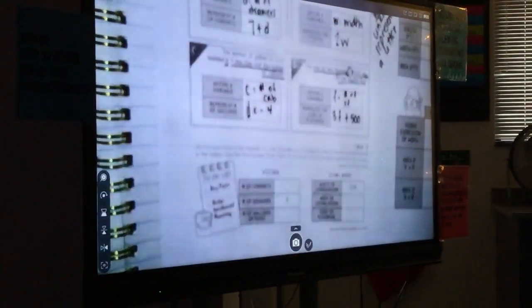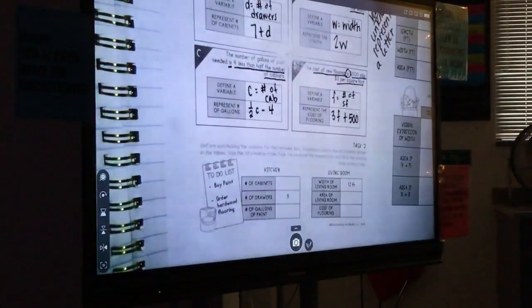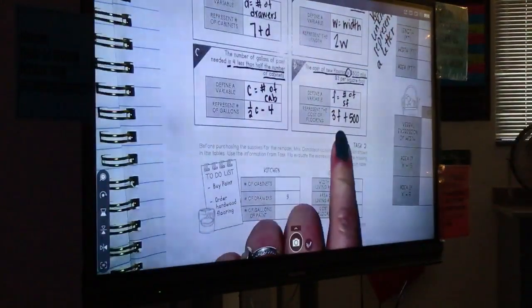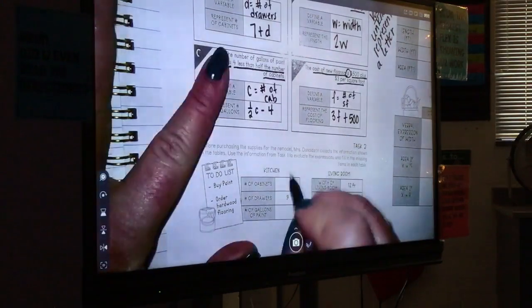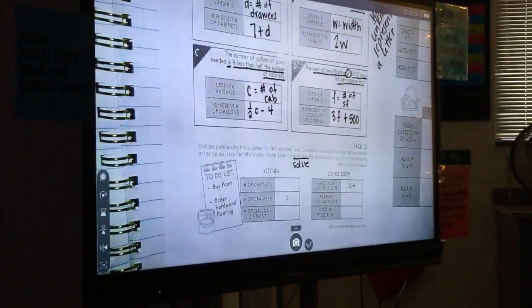All right, so task number 2. It says before purchasing the supplies for the remodel, Mrs. Donaldson collects the information shown in the tables. So she collects this information. Okay? It says use the information from task 1 to evaluate the expressions and fill the missing items in the table. So the word evaluate means solve. So essentially, we're going to plug in information and we're going to solve for the number of cabinets and for the number of gallons of paint that we need.